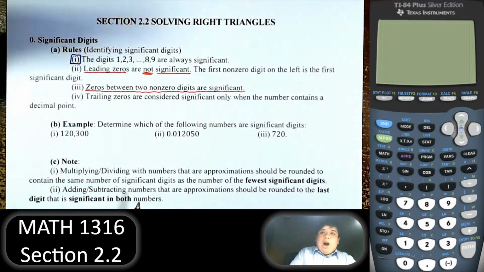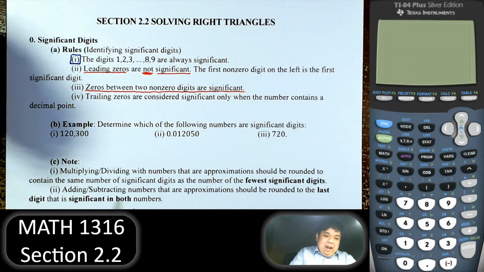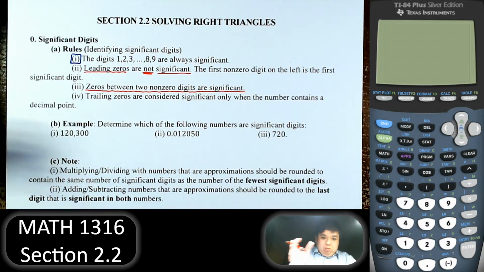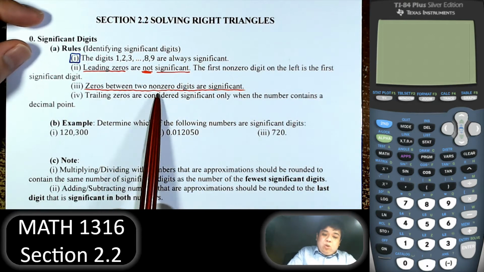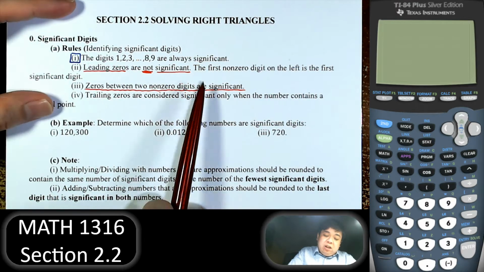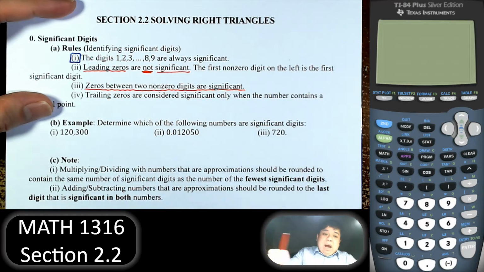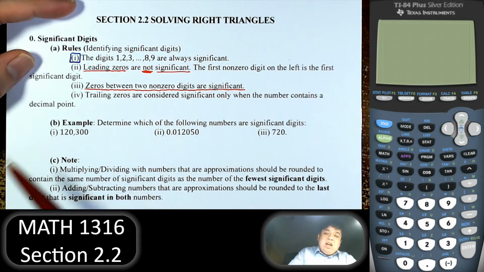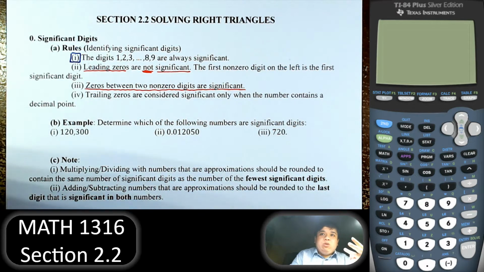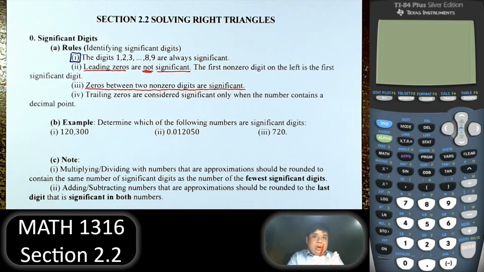There's just one rule for everything else, and for the zero, there are 3 different rules. Leading zeros are not significant. Zeros between two non-zero digits are significant, and then the zeros on the back, the trailing zeros, are considered significant only when the number contains a decimal point. So there are 3 rules for zero: leading zero, not significant; zero in between, always significant; zero on the back, depends on whether there's a decimal or not.